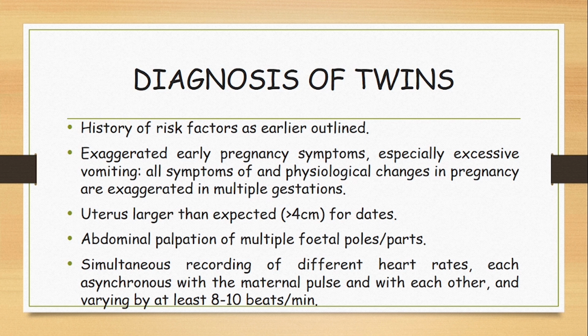So if we have all these risk factors, then when we now have the history of pregnancy, once there are exaggerated early symptoms of pregnancy, especially excessive vomiting, leg swelling, and all the rest, combined with the risk factors, they are enough to suggest that there is a twin pregnancy or pregnancy of higher orders. When you examine and the uterus is larger than expected for dates, like if the last menstrual period shows 20 weeks and you are getting 24 or 26 centimeters, that is more suspicious of a multiple pregnancy.